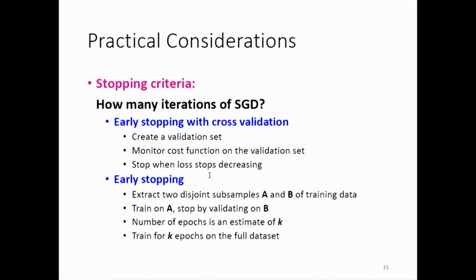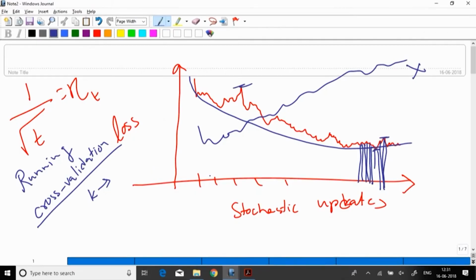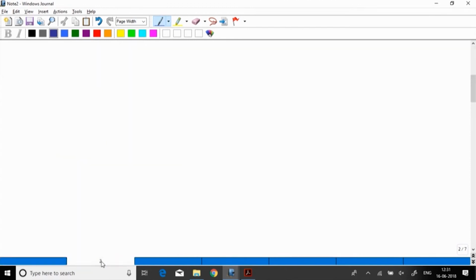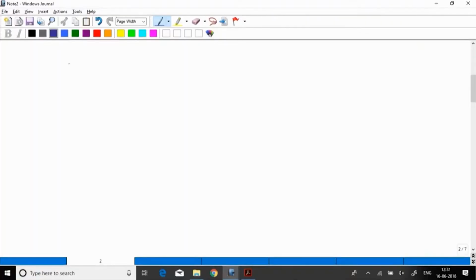Now, how will you do this mini batch SGD in a distributed manner? We again come to our big data setting where the training data set is distributed on many servers, and you want to run the mini batch stochastic gradient descent in a distributed manner. How do you do this? A simple way of doing this is, let's say you have k servers.